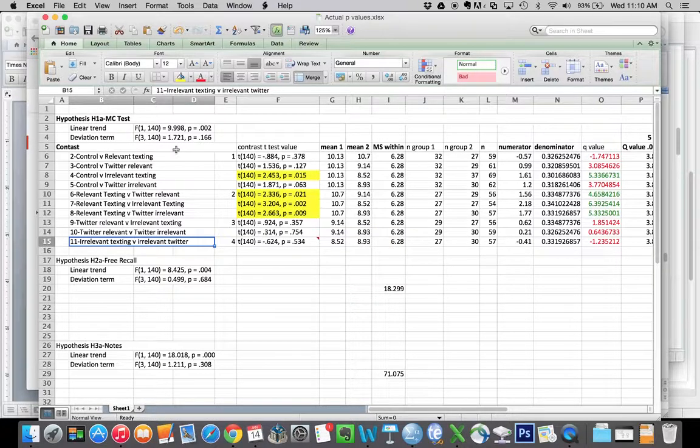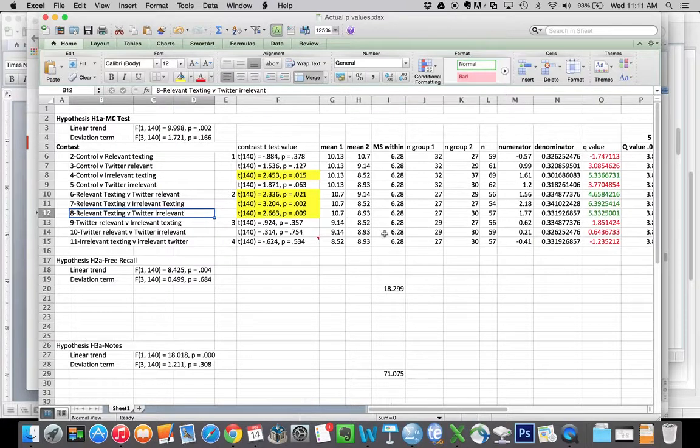But here's the way I would look at this. We know that the overall linear trend is statistically significant. The deviation is non-significant. That's in the write-up. I put in the actual p-values. If we were to reduce to 0.01, the linear trend would still be significant. In this case, control versus irrelevant texting would be non-significant. Relevant texting versus Twitter relevant would be non-significant. Relevant texting versus irrelevant texting, and relevant texting versus Twitter irrelevant, would be statistically significant.